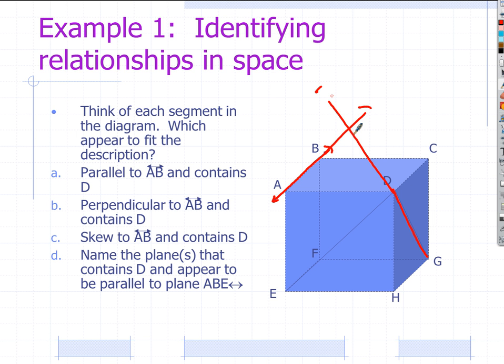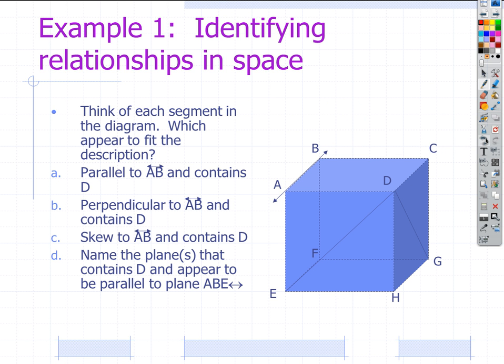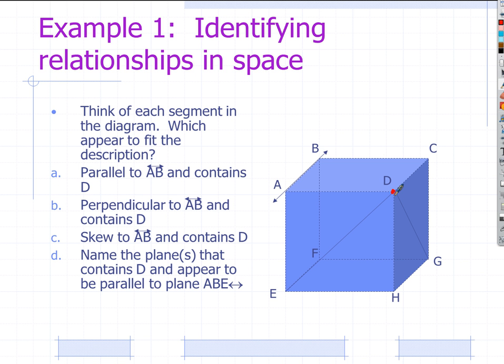Okay, so last issue then. Name the plane or planes. There's only one. So name the plane that contains point D and appears to be parallel to plane ABE. So first of all, which face of the cube is ABE? On the left. Yeah, that's going to be the left face over here, right? So there's ABE. What's going to be the plane that contains D that's parallel to that? Yeah, like DCG? Right there? Okay.